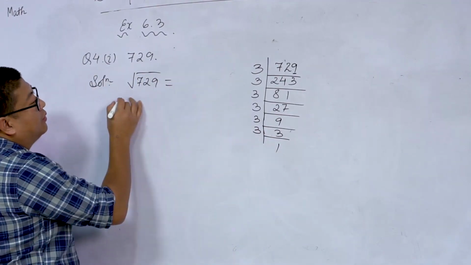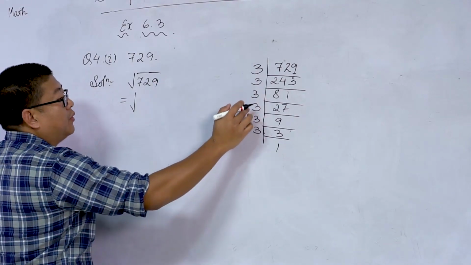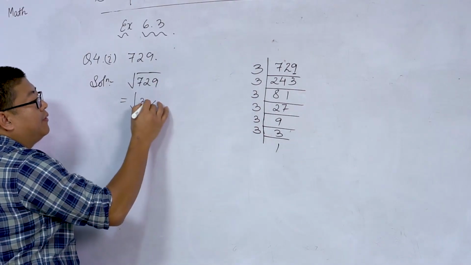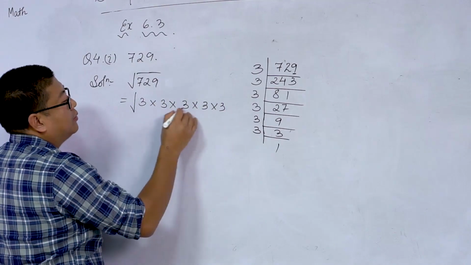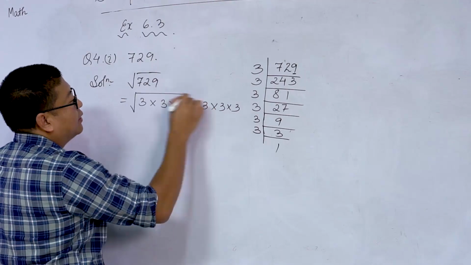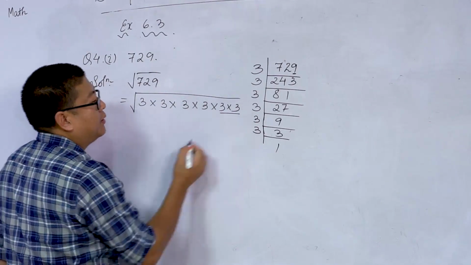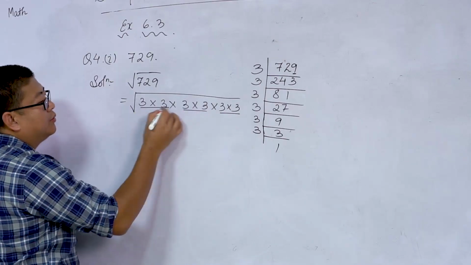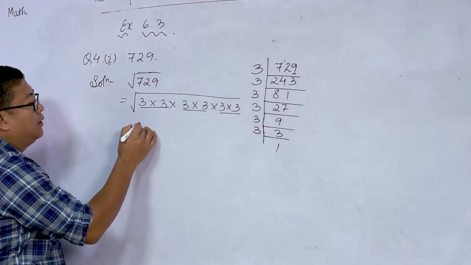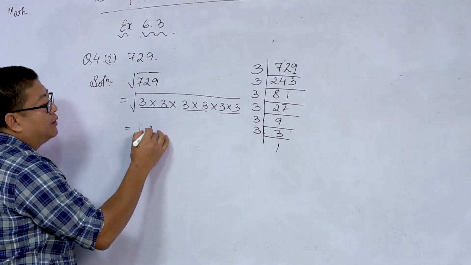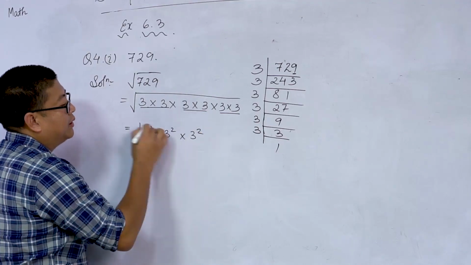Now, let me bring it down here. Square root of 3 into 3 into 3 into 3 into 3 into 3. We have 6 threes: 1, 2, 3, 4, 5, 6. So the next step here is to pair them up. 2 threes, 2 threes, 2 threes. No more left. All of them have pairs. So we can continue. These 2 will become 3 square. These 2 will become 3 square. These 2 will become 3 square.